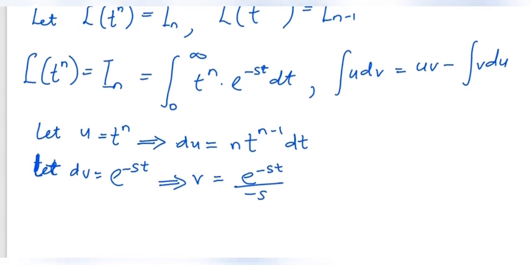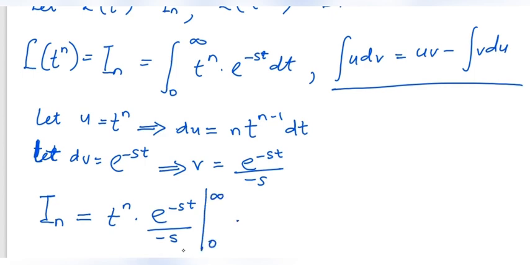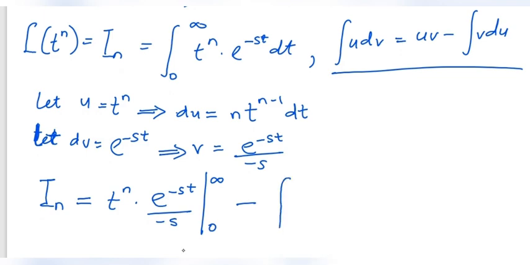which implies that our v will just be exponential negative st over negative s. And if we now apply this, we have that our I_n, which is the Laplace transform of t to the power of n, is simply going to give us uv, which is t to the power of n times exponential negative st over negative s, apply the limits to it, minus the integral from 0 to infinity of v du, where v is exponential negative st over negative s, and du is n t to the power of n minus 1 dt.